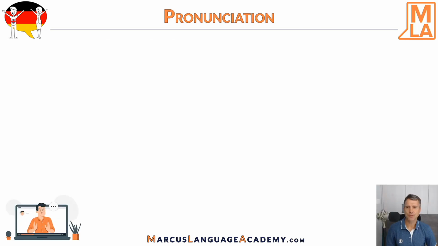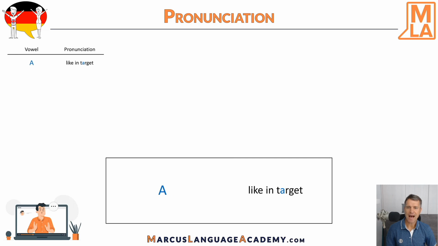Let's start with the pronunciation. And let's start with the pronunciation of the vowels. A like in target. E like in ten. I like in bingo. O like in door. U like in you. In German we have 3 more vowels and they are called Umlaute.